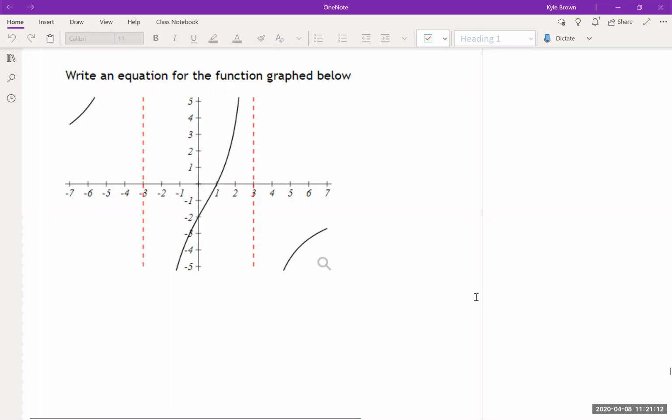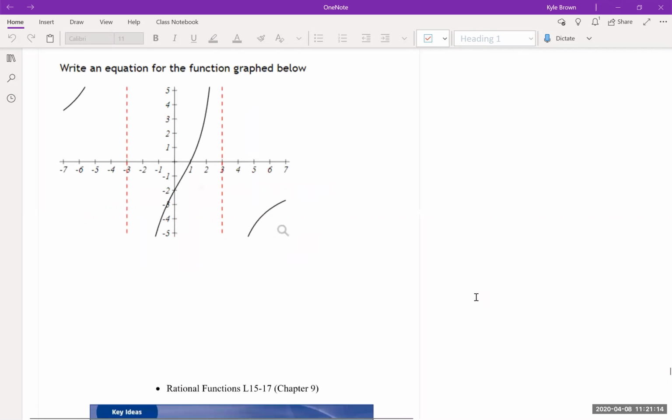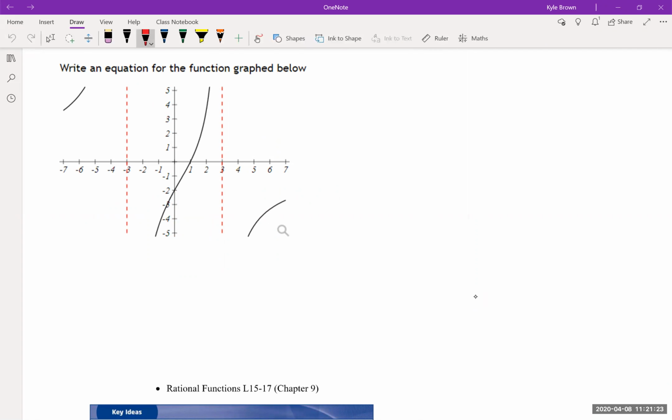All right, so now, here's the question. I've actually taken a snip out of your assignment, right? This would be really similar to the one that you're going to have here, where it says write an equation for the function graph below. This is about as tough as they get, I think. So what do we know? Well, we can see from the graph that we have vertical asymptotes at x minus 3 and x plus 3.